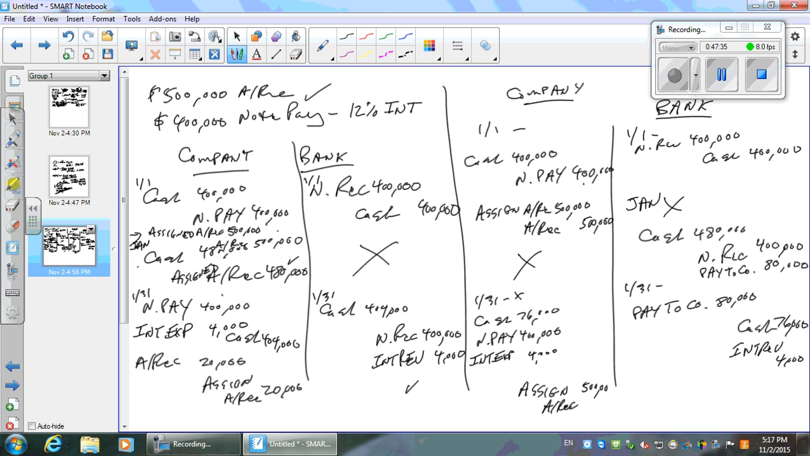And where do we want to put the other 20 of accounts receivable? Oh, it's no longer assigned. It's now regular accounts receivable. So we're going to put them into accounts receivable just like we did over here. See, it doesn't matter. You can get there, can't you?